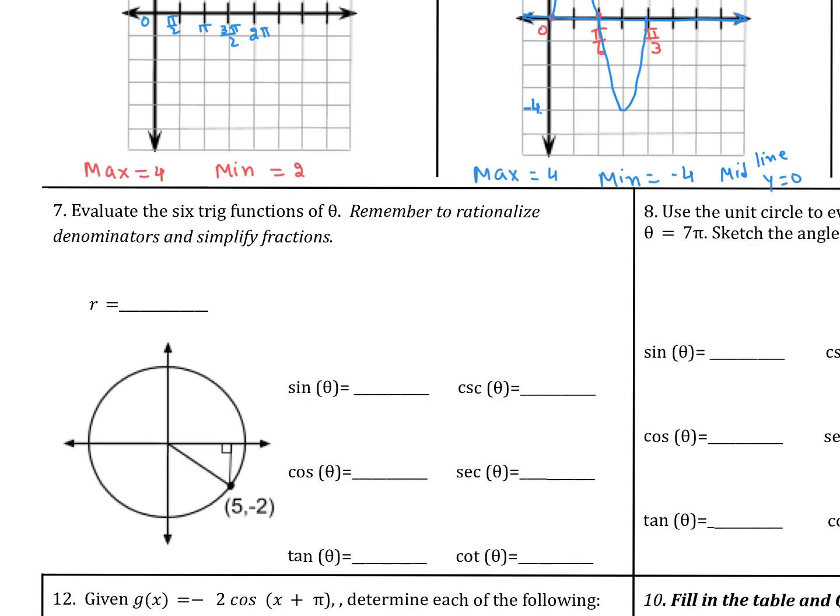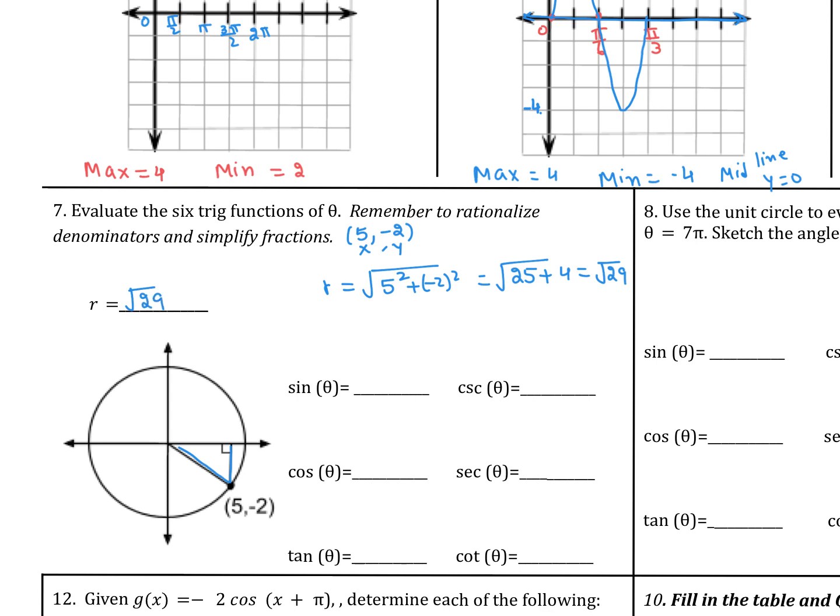Number 7, given this diagram, it can be just the points, and sometimes you have to plot this point. Either way, you should know that this is x and y. To find r, you take the square of x and the square of y, and that's going to be 25 plus 4, so the square root of 29.